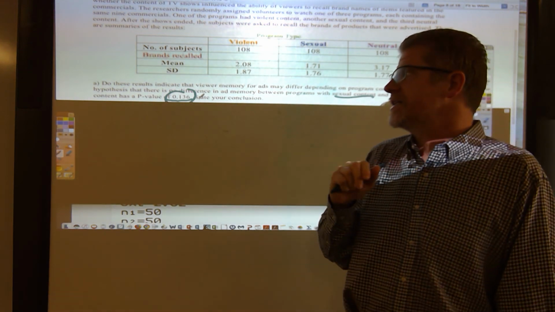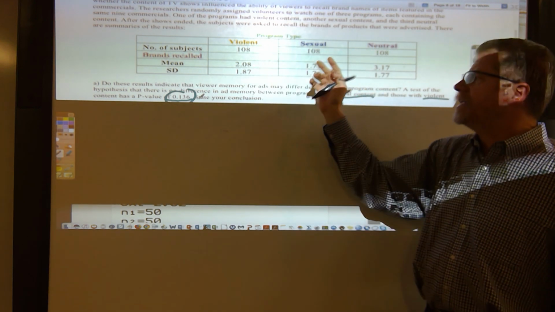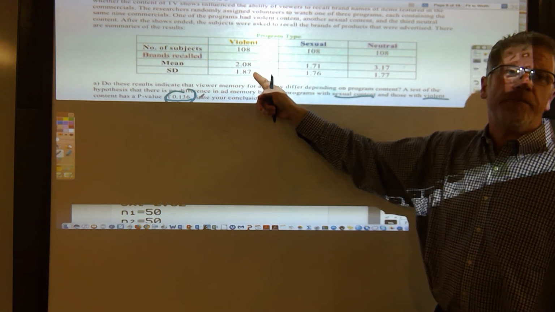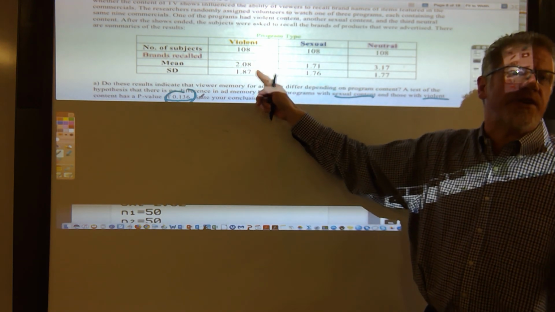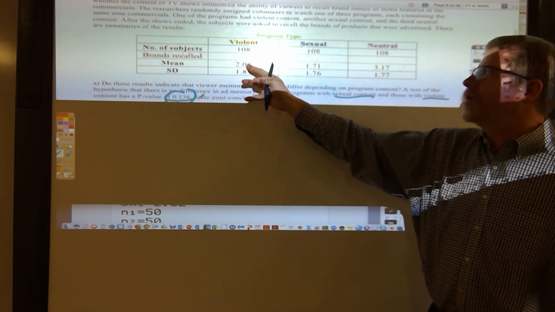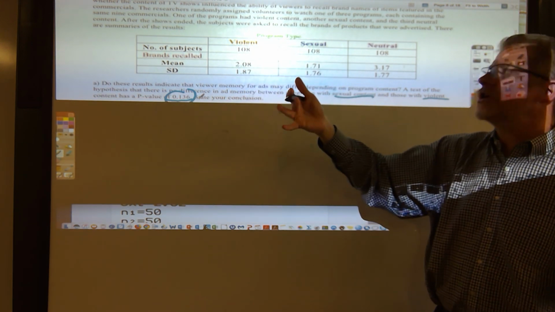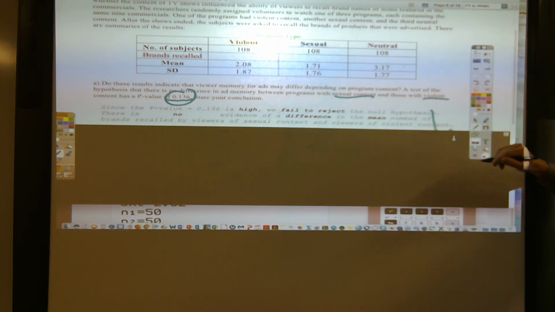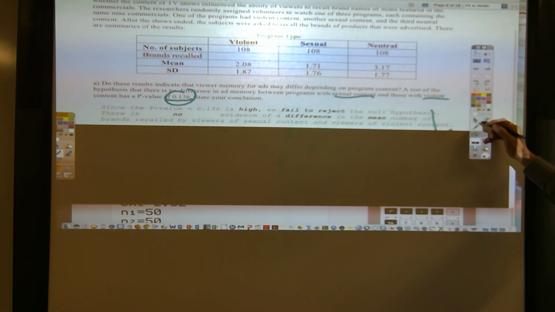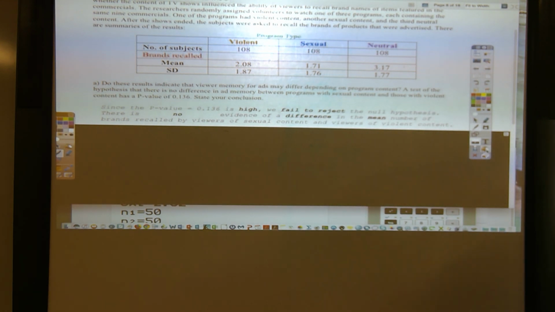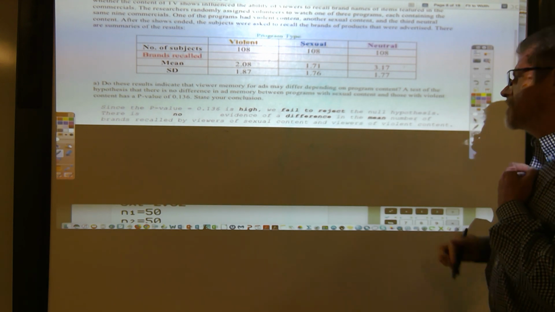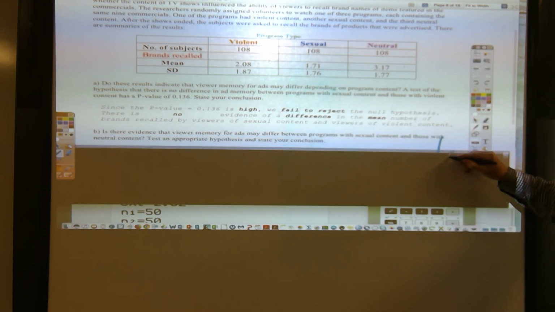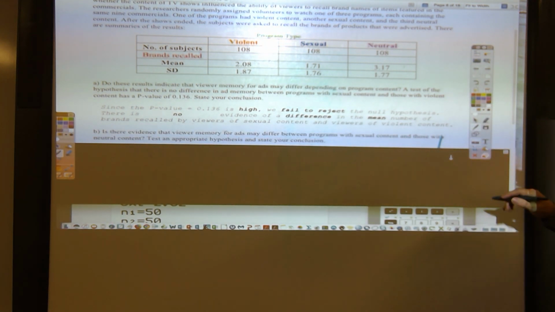So what this means is that these two sample means are not statistically significantly different. It really doesn't matter whether it's violent TV shows versus sexual TV shows when it comes to ad memory. Since the p-value is high, we fail to reject the null hypothesis. There is no evidence of a difference in the mean number of brands recalled by viewers of sexual content and viewers of violent content. Okay, now let's go on to part B.